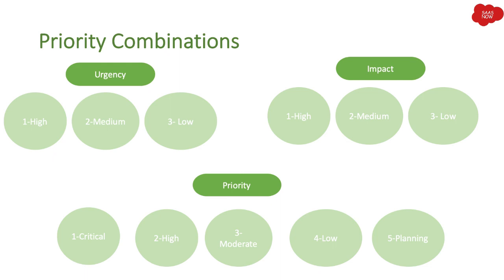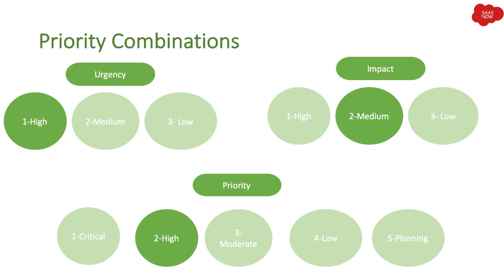Then we have priority combinations. It is similar to incident management priority, so there's no difference, but I will still give you a snapshot, just to give you an overview of how exactly these priority combinations work. We have urgency, impact, priority. Let's start with high, high, and it says critical. If I select urgency as high and impact as high, the priority of the problem would become critical.